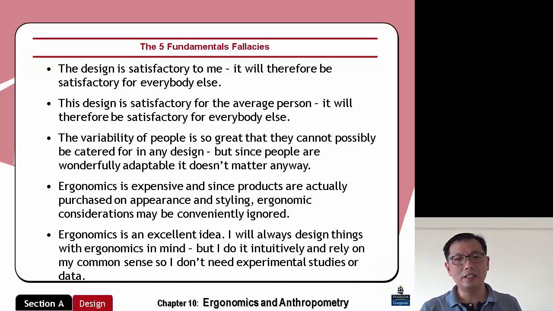Some common myths or fallacies. The design is satisfactory to me doesn't mean that it is satisfactory to everybody. What is satisfactory to the average person doesn't mean that it's suitable for everyone else. The variability of people is so big that it can't possibly cater to everything. So you have to perhaps design for specific people. Like if you're designing for a wheelchair, or for the Asian market, then it is of a certain size.